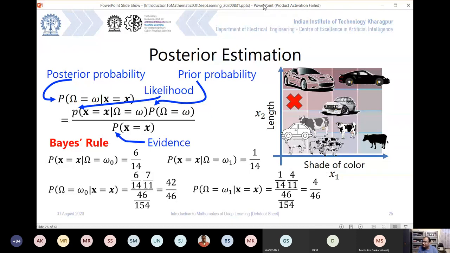Or the other way around, sorry. Omega 0 was car and omega 1 was cow. So now I'm essentially getting these two probabilities. From here, I will be able to get that my posterior probability of the omega 0 class is going to be higher than my posterior probability of omega 1. And that solves it. Though it does not give an exact 0 or 1 partition, at least it gives me a majority and a minority class over there, and that should be good enough.